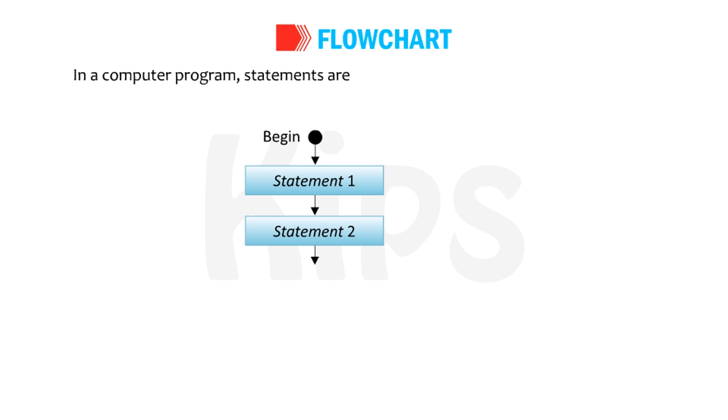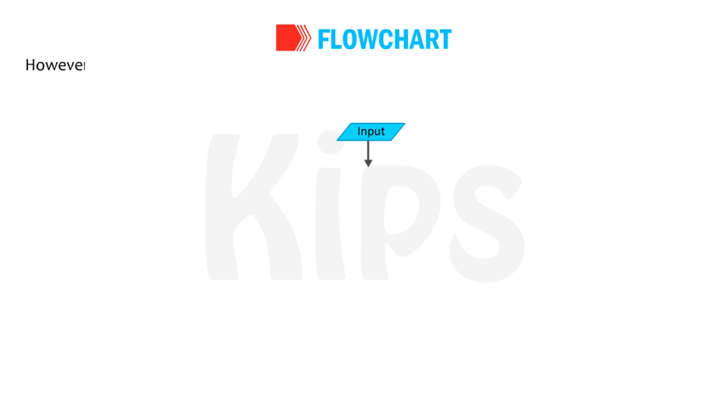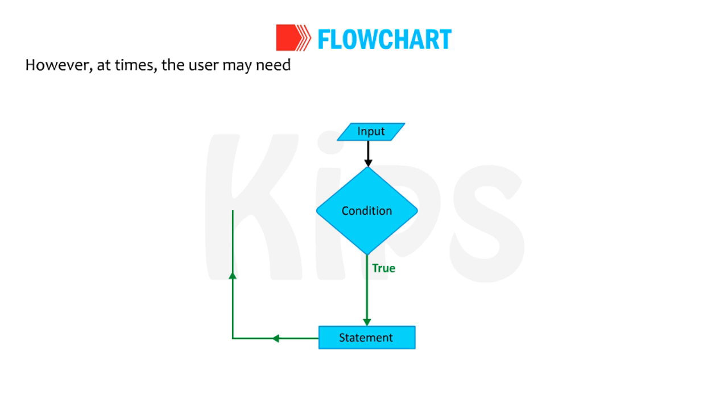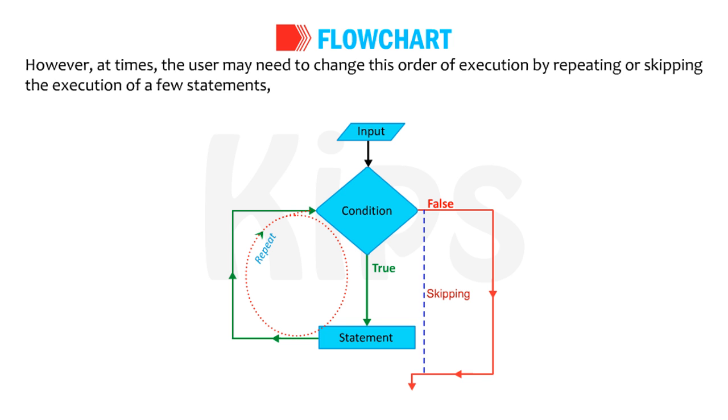Stop. In a computer program, statements are generally executed in a sequential manner. However, at times, the user may need to change this order of execution by repeating or skipping the execution of a few statements, subject to a given condition.